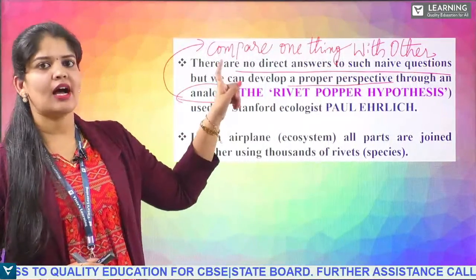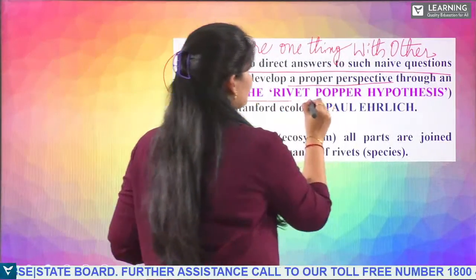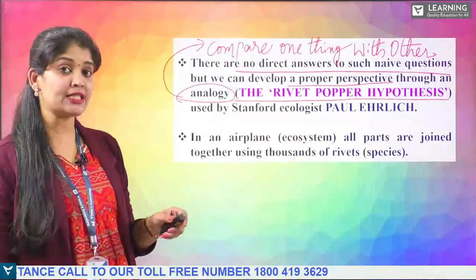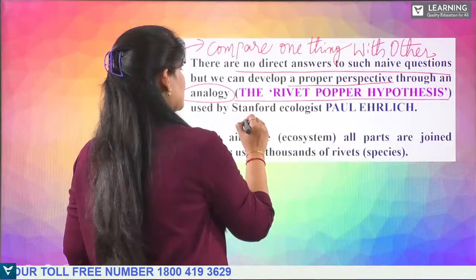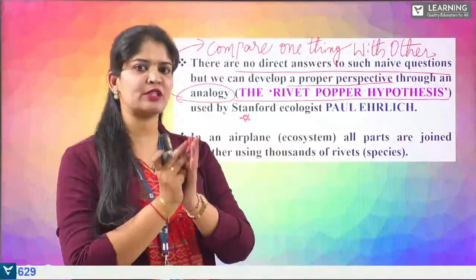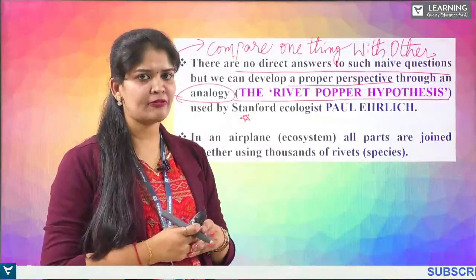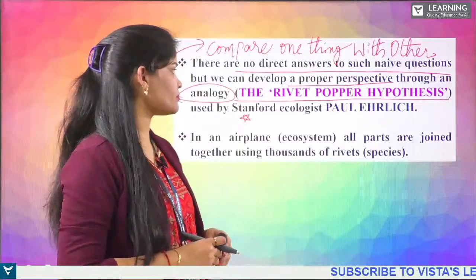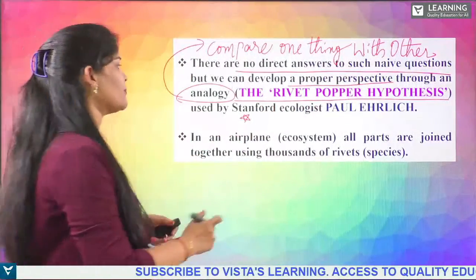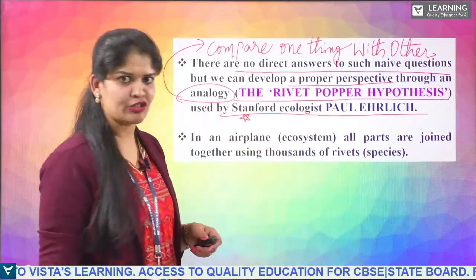See here, and that analogy is the Rivet-Popper hypothesis. What is this Rivet-Popper hypothesis? It gives you a better understanding of how the loss of a few species forever is going to influence life in this ecosystem. And this hypothesis was used by Stanford ecologist Paul Ehrlich.